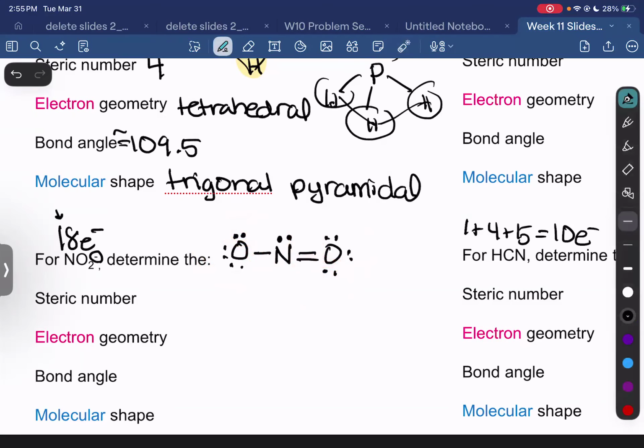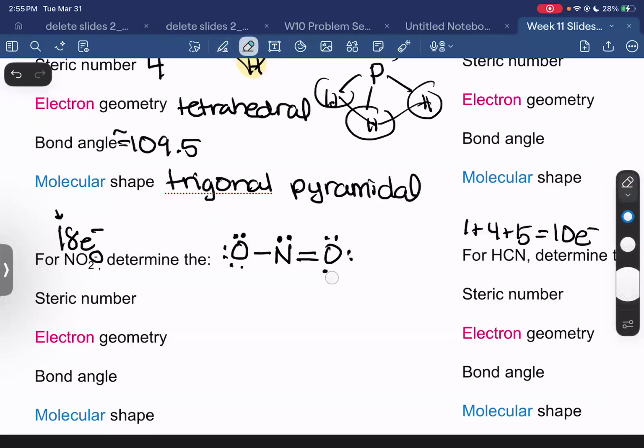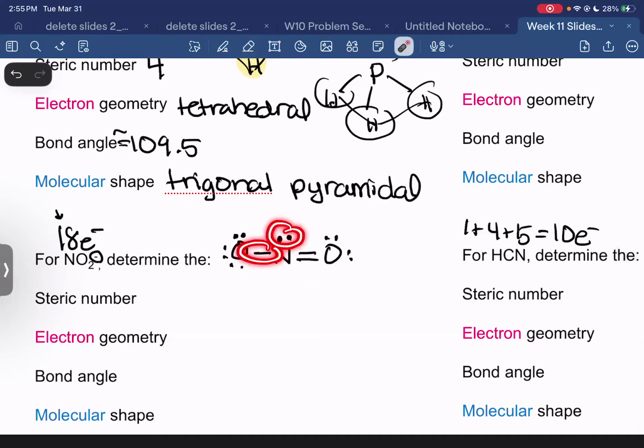So I move it here. I make sure to erase it. Otherwise, I'd have the wrong number of electrons. And now you can see nitrogen has 2, 4, 6, 8. Yay, it's an octet of electrons.